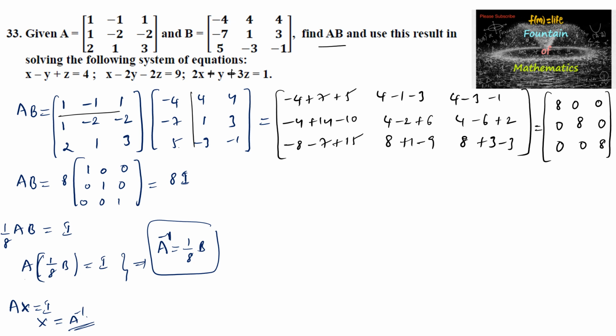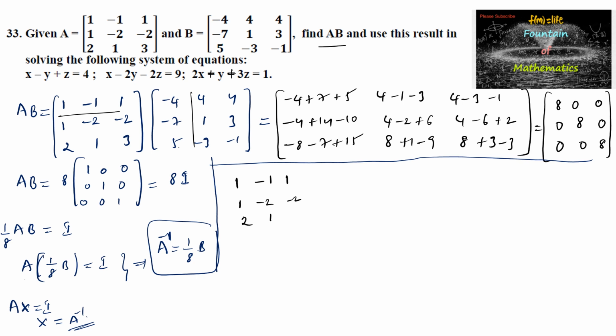Let us use this in the system of equations. Now the given system of equations: x minus y plus z is equal to 4. So we can write in the matrix form 1 minus 1 1, and the second equation 1 minus 2 minus 2, and the third equation 2 1 and 3, multiplied by the variables x y z, is equal to the matrix 4 9 and 1.